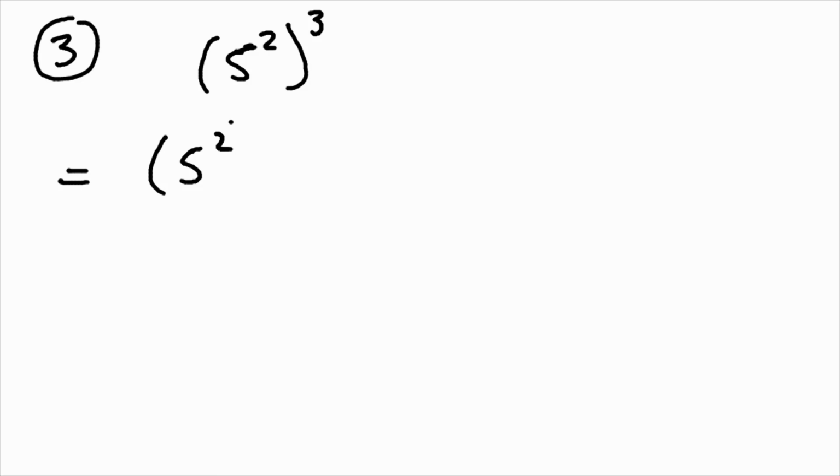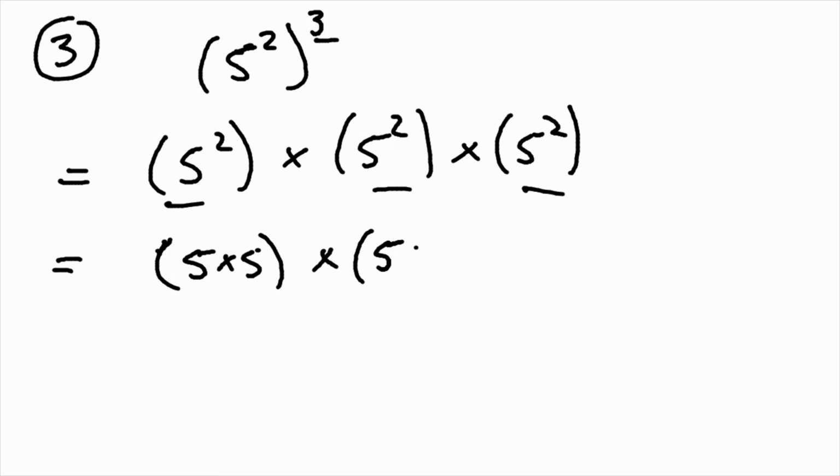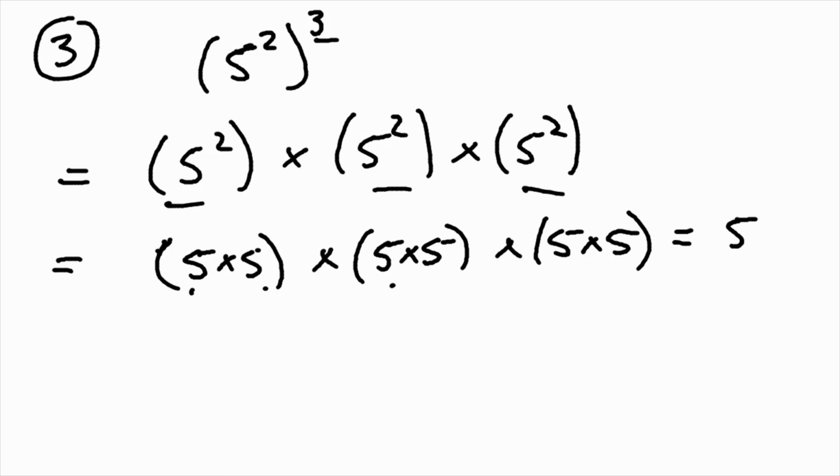Now the final case is where we're going to have 5 squared, but with a cubed on the outside. So let's write this out by longhand. We've got 5 squared multiplied by 5 squared multiplied by 5 squared. That 5 squared is being multiplied by itself 3 times. But each of these 5 squareds we can write out longhand as well. So 5 times 5, 5 times 5, 5 times 5. Well, we got 5 multiplied by itself how many times? 1, 2, 3, 4, 5, 6. 5 to the power of 6.